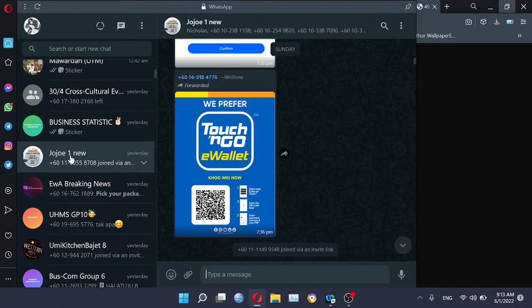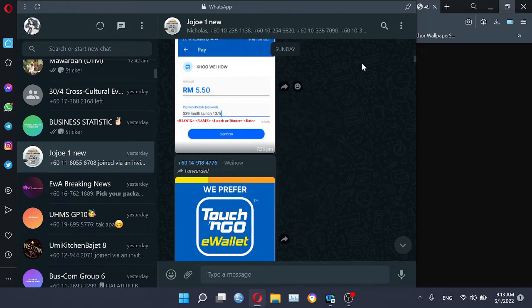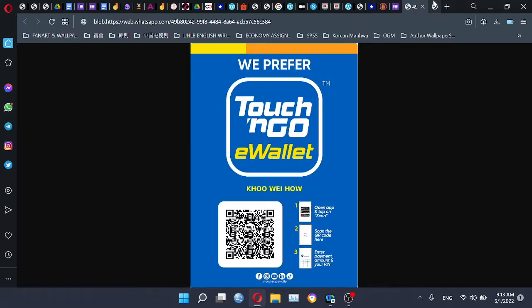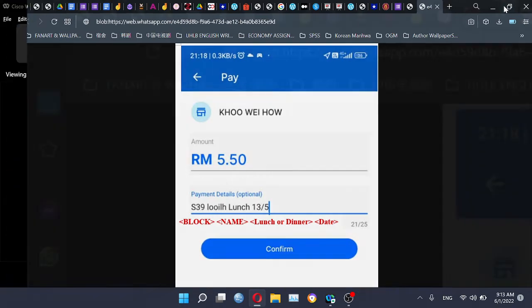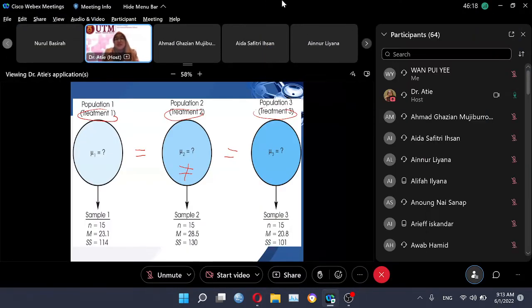So if we found that one of the means, let's say this mean is not the same as this mean, we need to find out which mean or which group actually makes a difference, right? So that's the purpose of doing ANOVA. Is everybody okay?